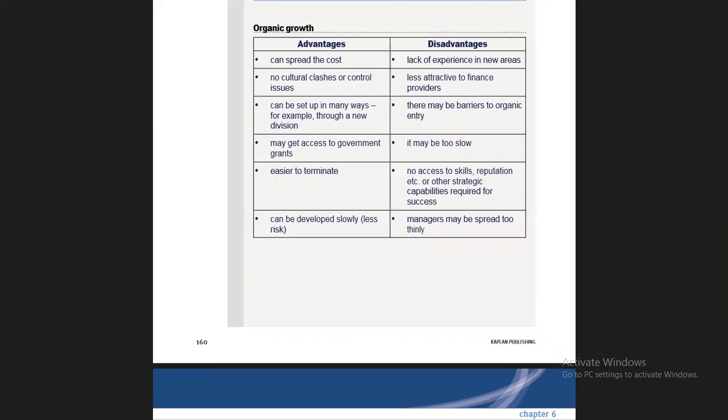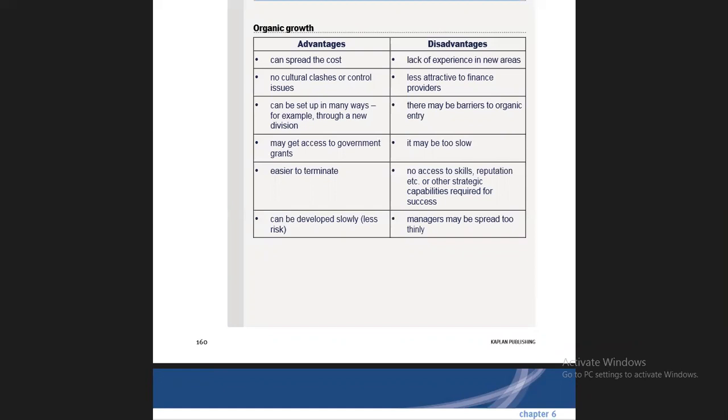Then disadvantages: lack of experience in new areas. Yes, you believe in the traditional way of working. There is no exposure. There is no input of new experiences. That's why you will not be up to the mark with the new, and you cannot perform in the new areas, and you will lack experience in new areas. So innovation will be less in those companies if they grow organically.